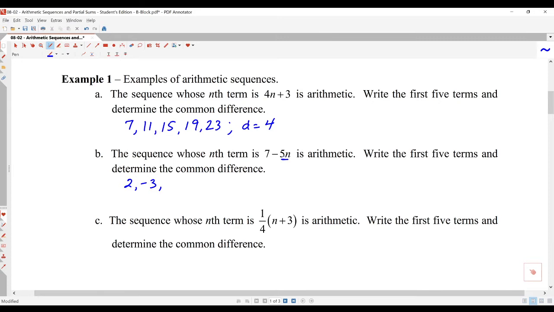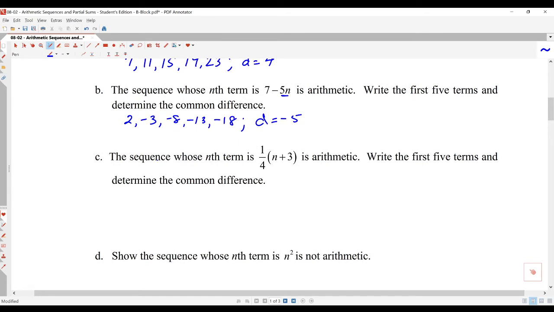Plug in 3. That's 15. 7 minus 15 is negative 8. Plug in 4. We get 20. 7 minus 20 is negative 13. Plug in 5, 25. 7 minus 25 is negative 18. And the common difference is every time it goes down 5. Negative 3 take away 2, we get negative 5.